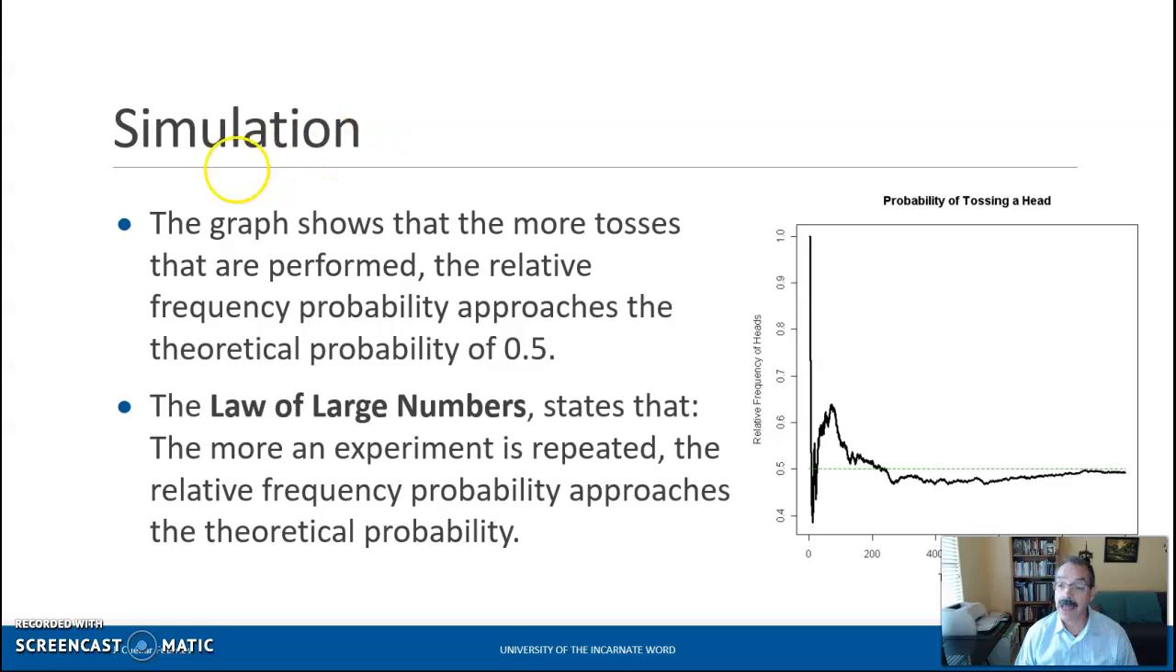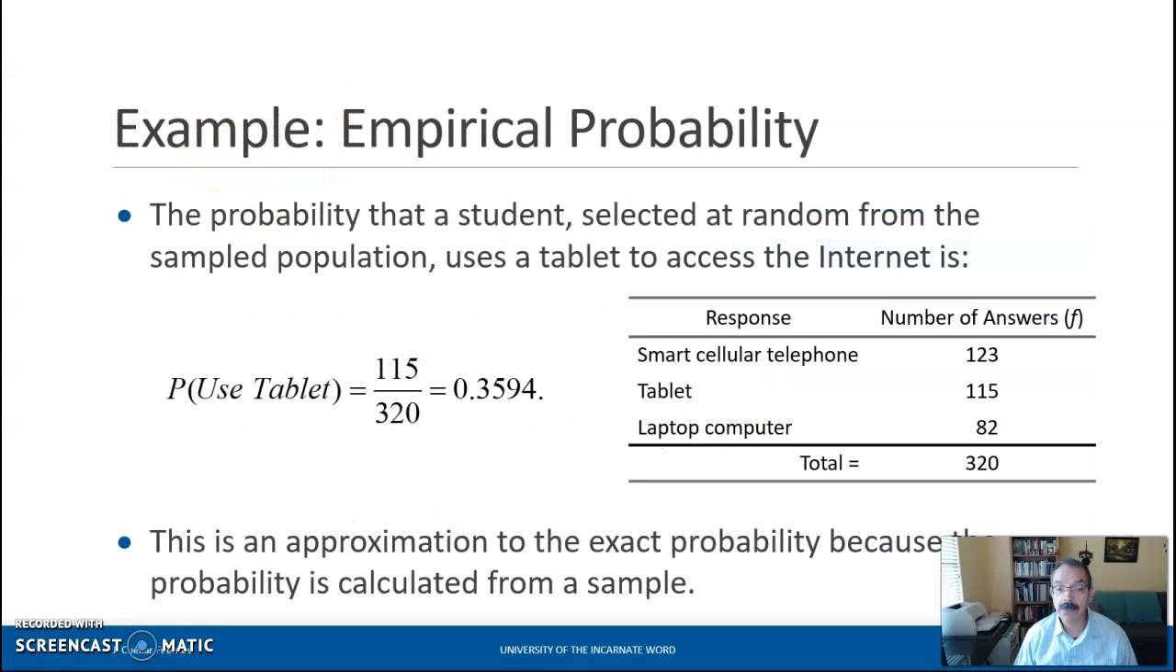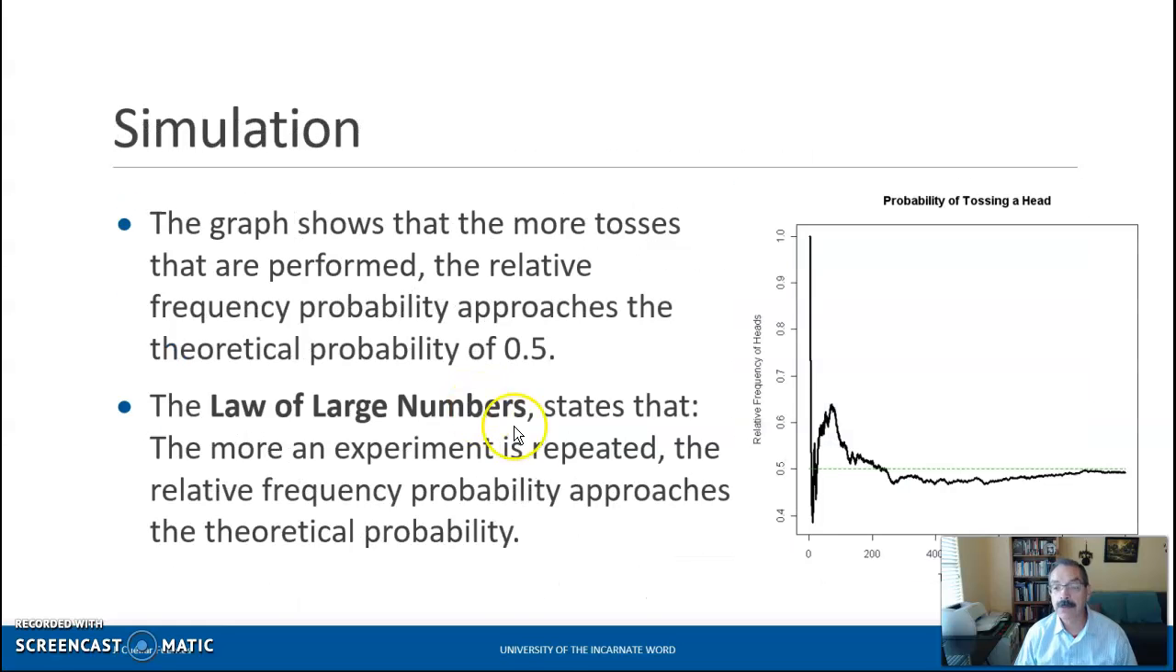Well, this means that if you're going to use the relative frequency approach to calculate probabilities, and you want a good approximation to the theoretical probability, you need large samples. That's what this is saying. So we need large samples if we're going to use the relative frequency approach to calculate a probability. So keep that in mind.